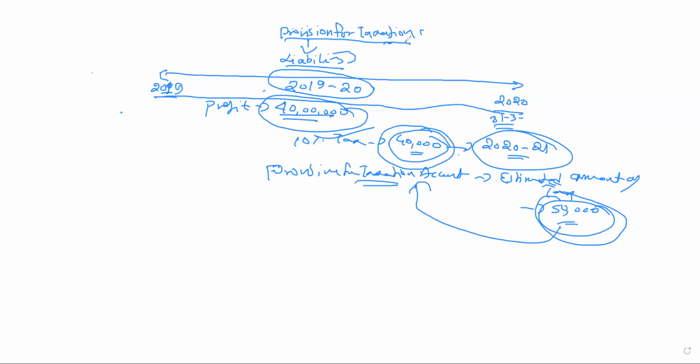So this provision for taxation account that you have prepared in the current year, in this, you will record the estimated amount of tax. And provision for taxation account is also considered as what? A ledger. Are you getting my point clear? So there are three different conditions to this. Let's see what are the conditions.